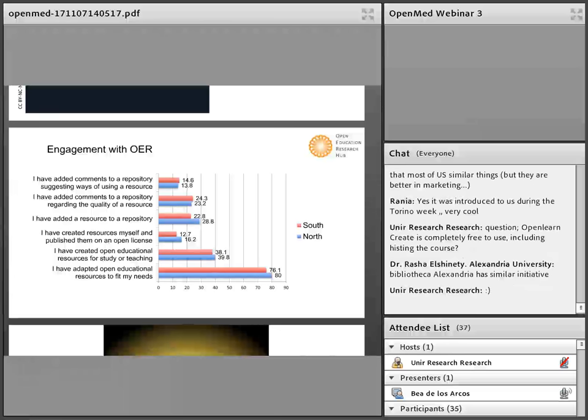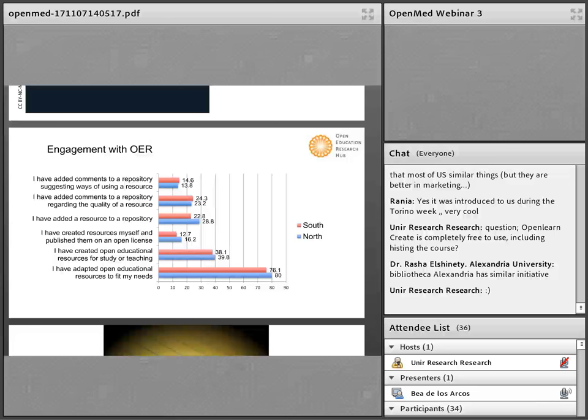So one of the things that we did at the hub was a large survey with thousands of responses. It's actually a massive survey asking people lots of questions, and we got responses from the four corners of the world. I got that data set, which is available on Figshare. You can use it to your heart's content. I divided the responses into countries from the global south and countries from the global north, just to see whether there was a huge difference in what they did with open educational resources.